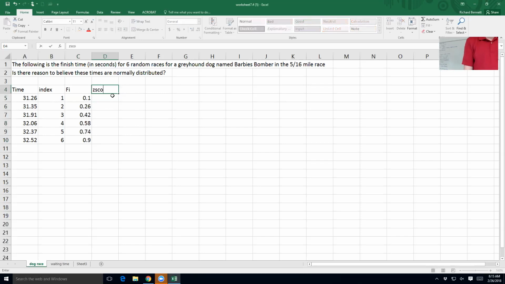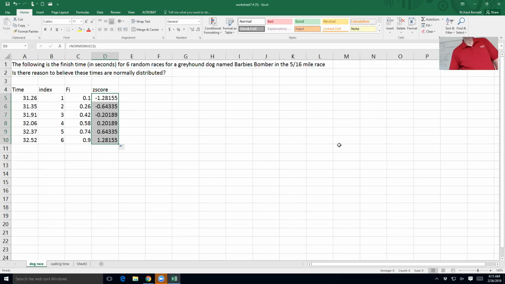Actually, I should put this as z-score. So it equals NORMSINV, excuse me, NORMSINV, and then you can think of these all as the probability. If you get an f sub i greater than 1, you've got a problem. Or if you get a negative value, you've got a problem, okay? You can think of those as probabilities. So if this data were normally distributed, those would be your z-scores, okay?